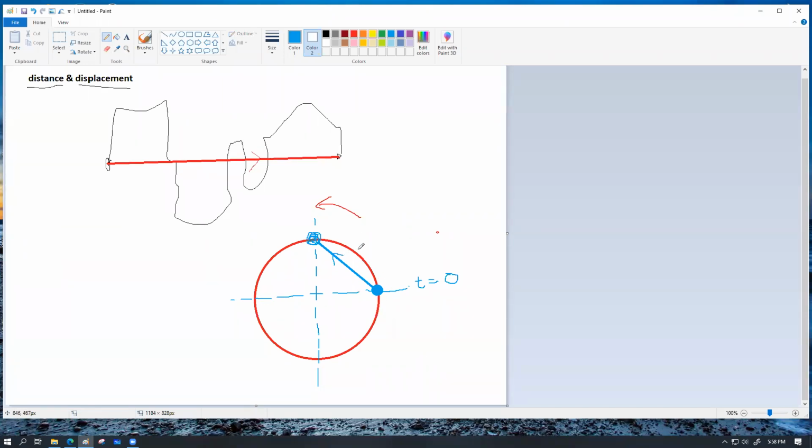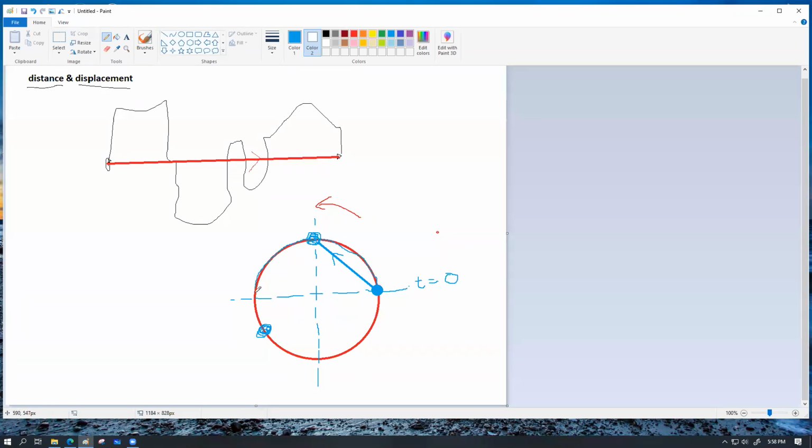So this is the distance covered, this is the displacement. Let's say after some time, the object rotates further and eventually comes to over here. I'm going to choose a random point, for example. When the object reaches over here after some time, the distance covered would be the entire arc length of this much.